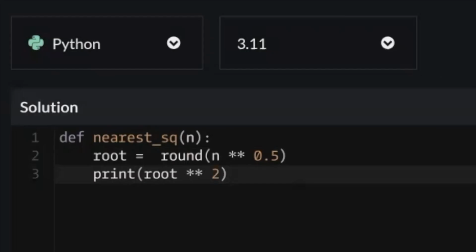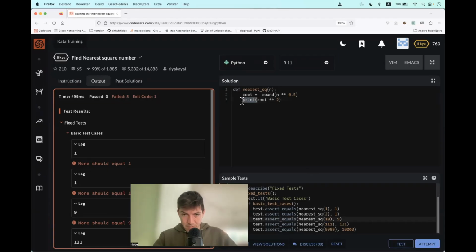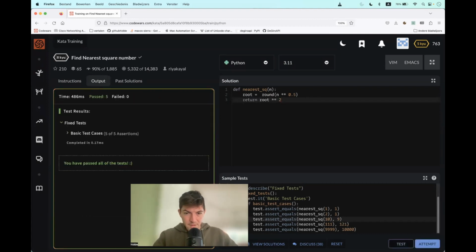And there we have it. In other words, by the act of rounding, we find the root that is necessary to find the most nearest square. So let's return this and test it out. There we go.